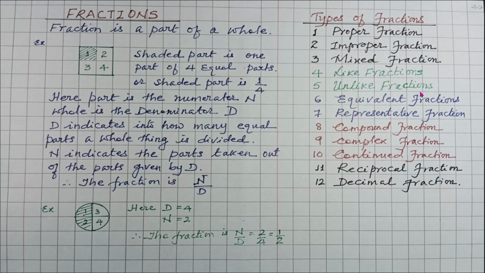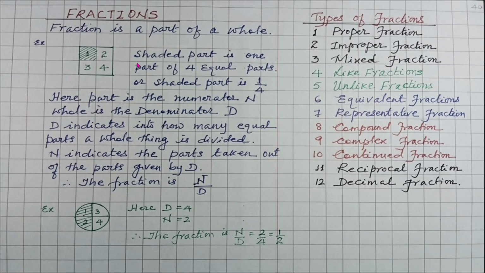Now, what is a fraction? A fraction is a part of a whole. Now, what does that mean? So, let us take, for example, a square divided into four parts: 1, 2, 3, 4. In that, one part is chosen, so therefore the fraction is 1 by 4, or 1 upon 4.